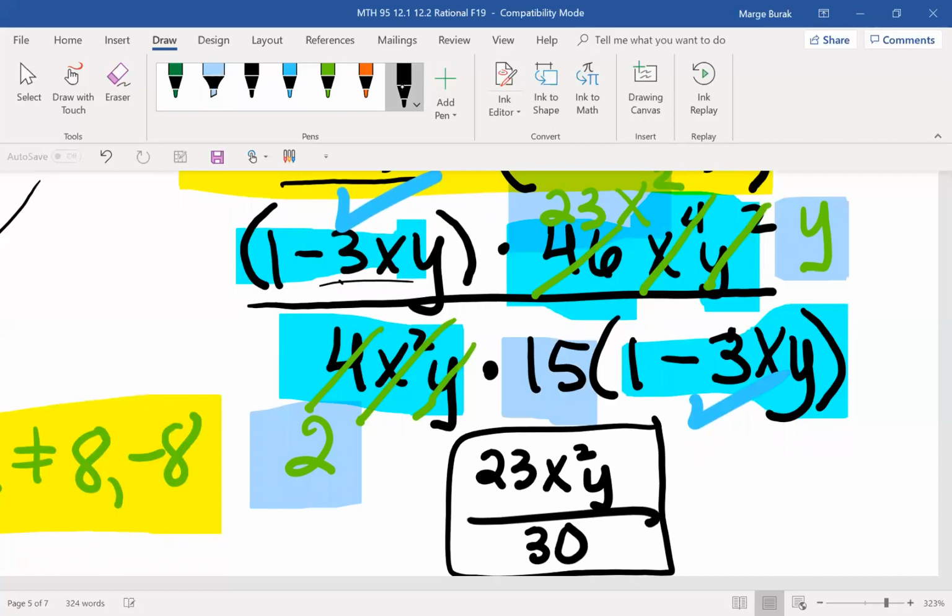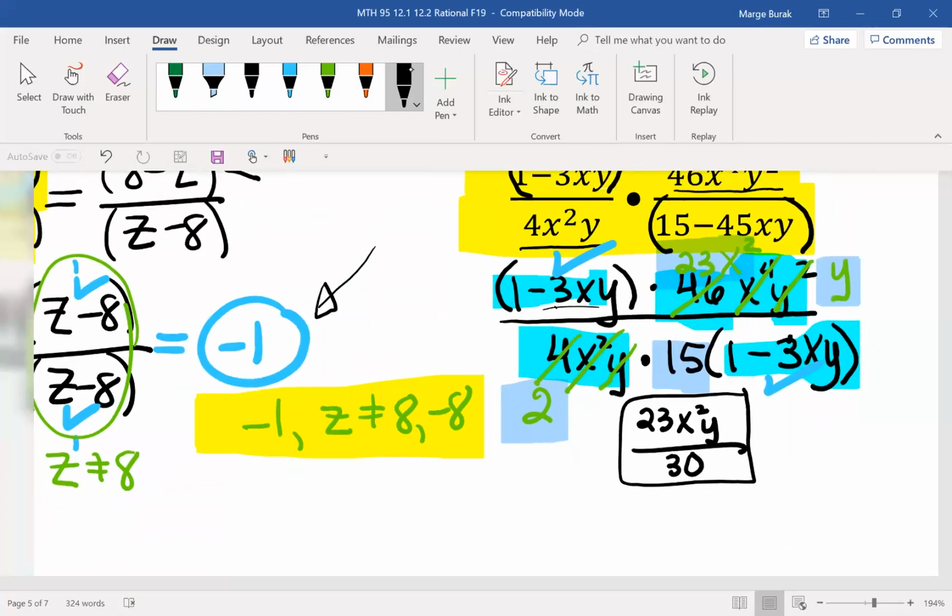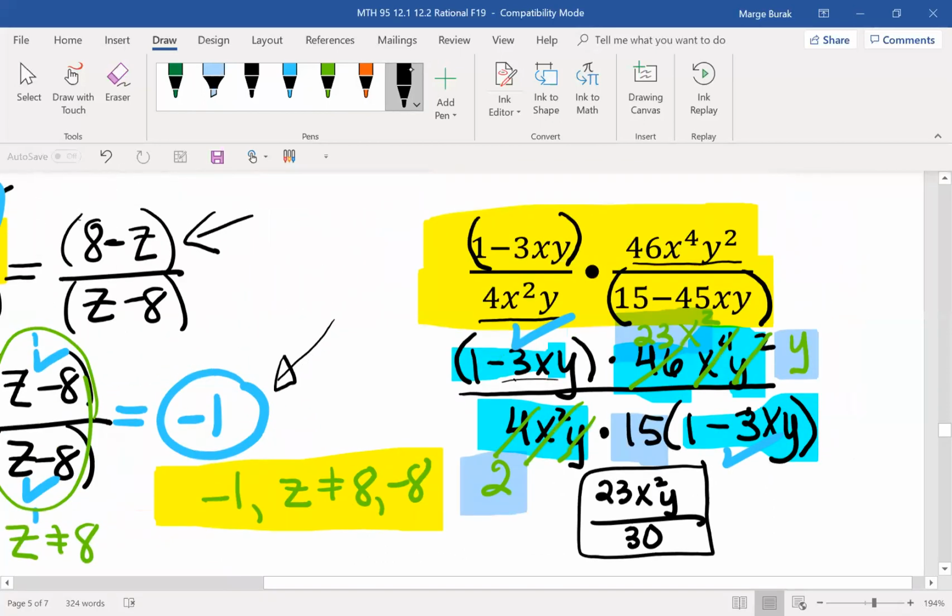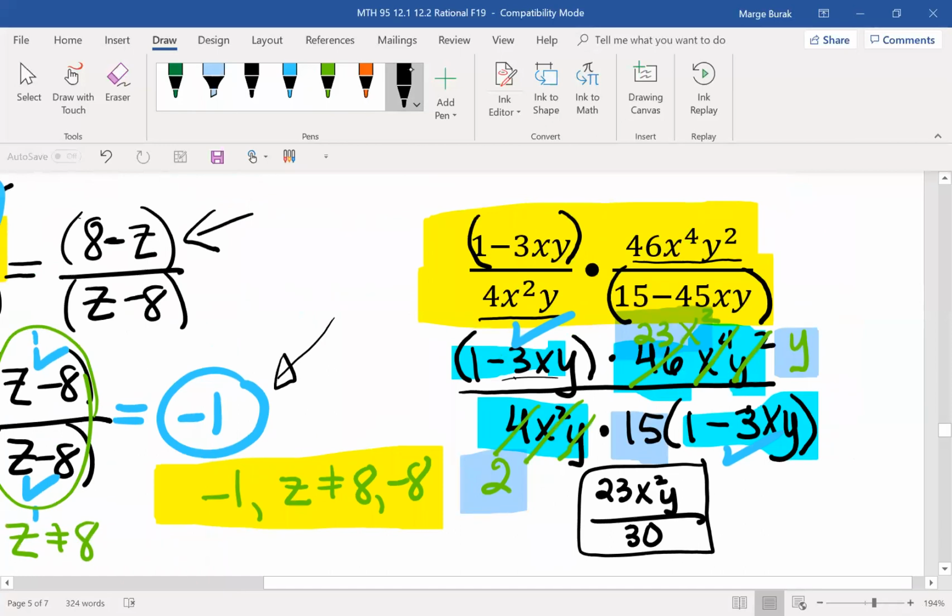Now you say, but Marge, you canceled something. So here's the deal. In this textbook, and in many textbooks, if you're canceling on a multivariable expression, that means there's more than one variable in it, you don't worry about the domain restrictions because it's not a function. So see how there's both an x and a y in this? I don't need to worry about the domain restrictions.